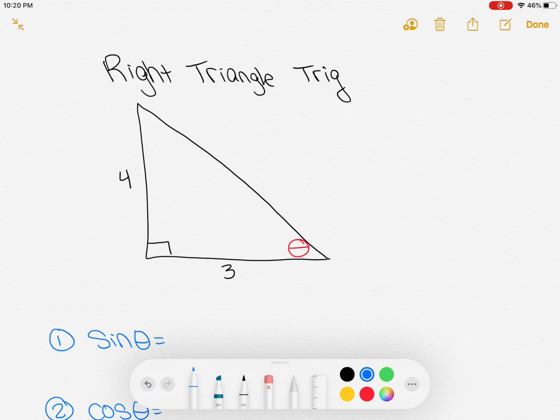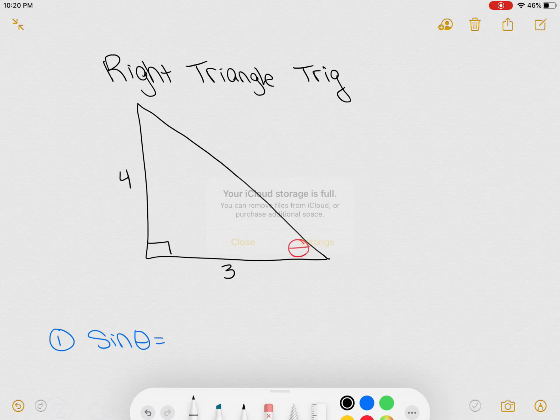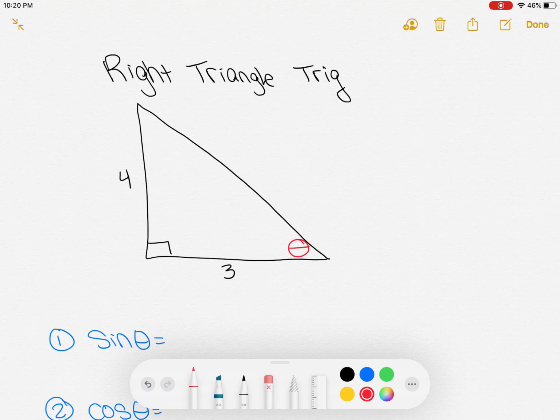Okay, this video is just going to be a quick little intro to right triangle trigonometry. That pops up all the time. So for right triangle trigonometry, we're going to be working with sine, cosine, and tangent, and it's going to work with SOHCAHTOA. Probably something you have heard before.